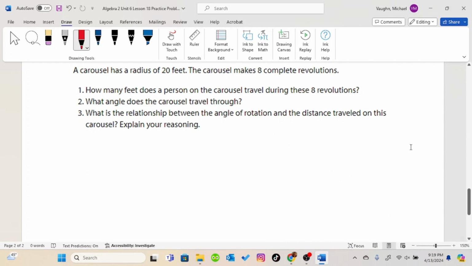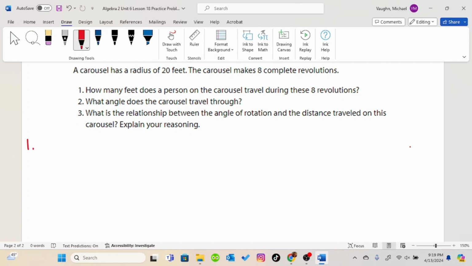A carousel has a radius of 20 feet. The carousel makes 8 complete revolutions. Number 1, how many feet does a person on the carousel travel during these 8 revolutions?